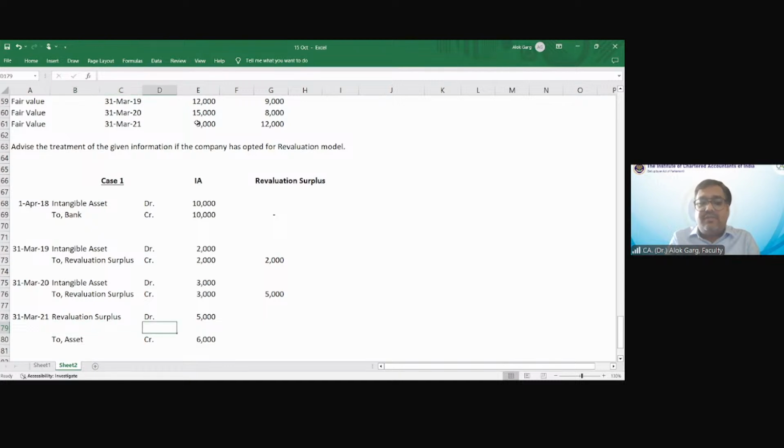Where will the additional 1,000 go? P&L. Loss on revaluation. Impairment loss. Debit P&L 1,000. Right? This will go to P&L. And where will the revaluation surplus go? It will go to OCI, other comprehensive income. And what is the balance in your revaluation surplus account? This minus this, 0. Let's talk about case 2.